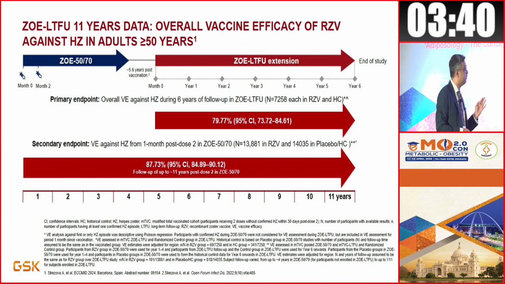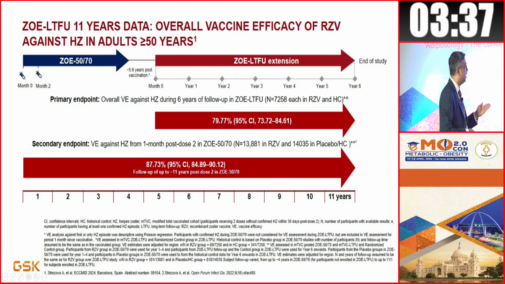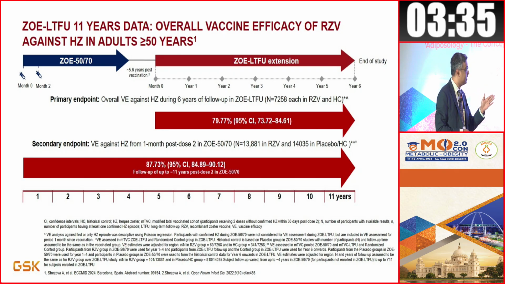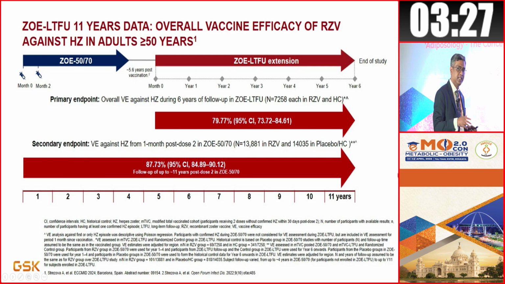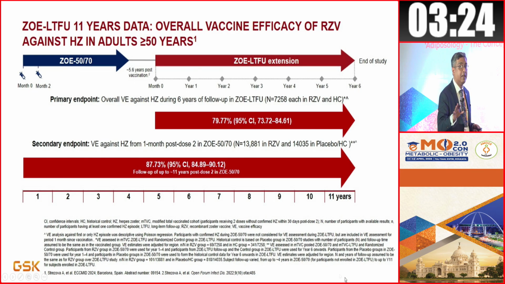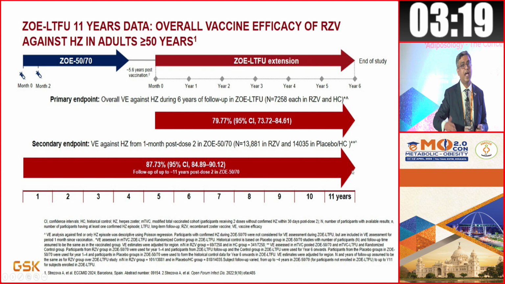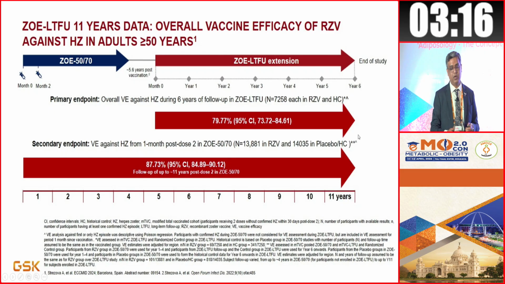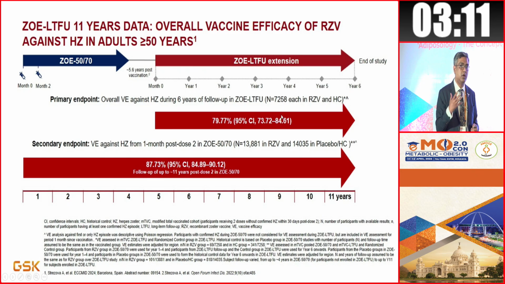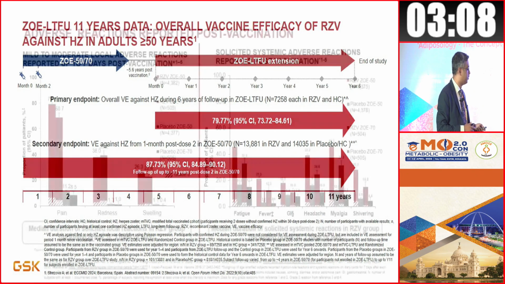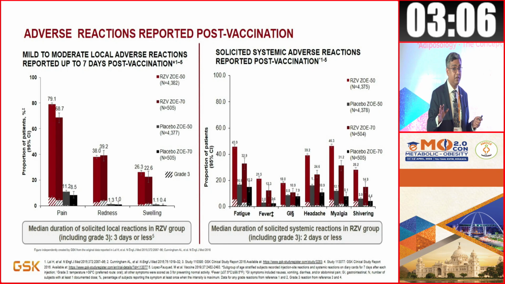Now, this is the data of the long-term follow-up trial of the ZOE, showing that even 11 years down the line, the vaccine is able to maintain more than 80% efficacy once you have given the shot. So as the data stands now, we have 11 years of data showing that once you give it, it maintains efficacy till 11 years. This study will continue as we move ahead, and we will see how long it is able to keep the good efficacy. That we still don't know, but till 11 years we have clear, robust data.